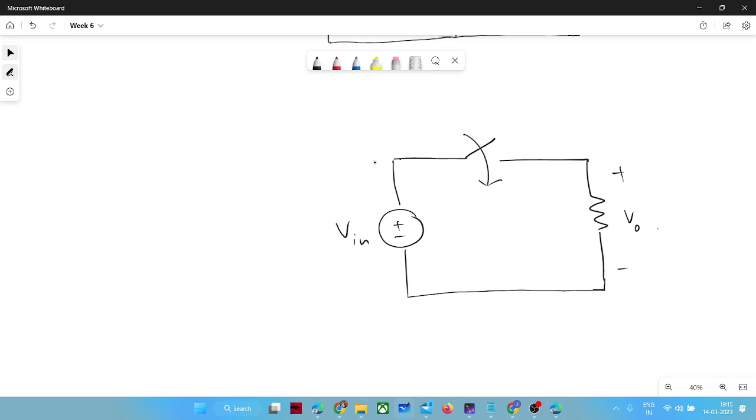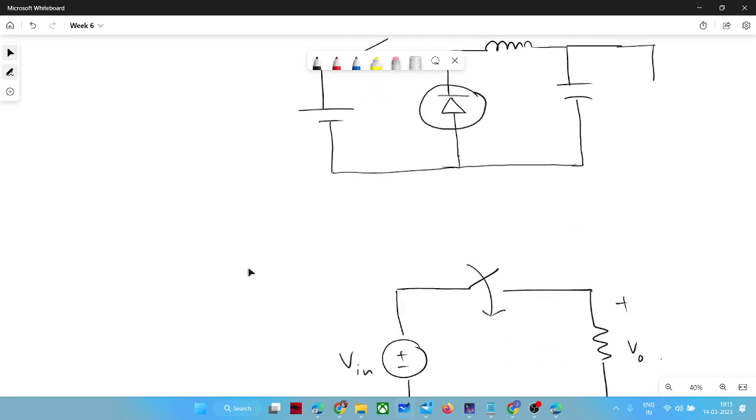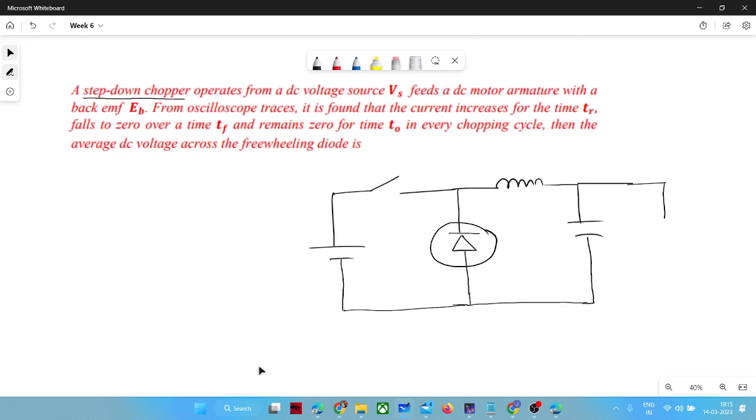What is T naught? In the problem you are asking? Yes. T naught is the time where this current will be zero. Your inductor current will be zero for that period. It means that period is nothing but 1 minus d minus d1. So indirectly you can say that it is discontinuous conduction mode.